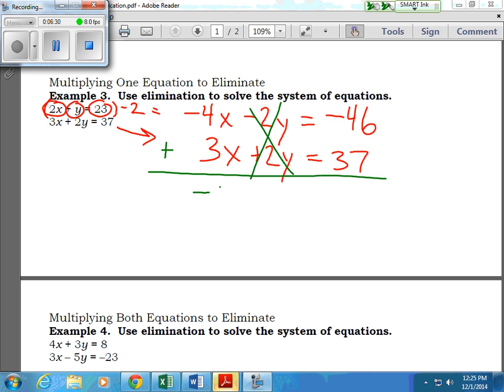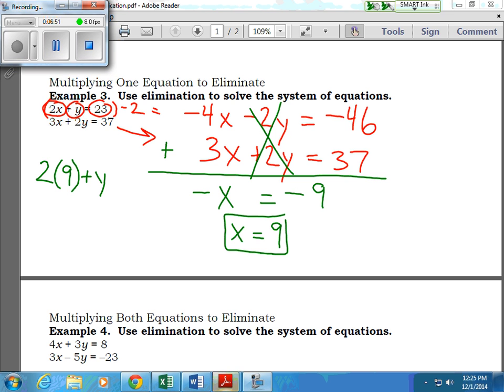I'll be left with -x equals -9. So that means positive x is +9. Take that, again, plug it back into the equation. I'm going to use the first equation. 2 times 9 plus y equals 23. That'd be 18 plus y is 23. Subtract 18, and y is 5. So y is 5, and x is 9.